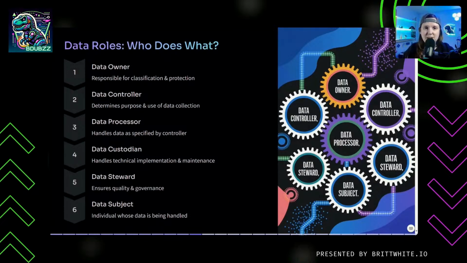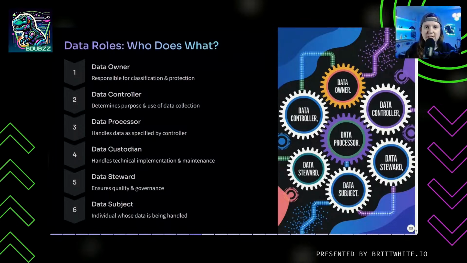Understand that the data processor can only use the data exactly as the controller tells them to. No freestyling here. Then we have our data custodian. These are our IT heroes. They're in the trenches doing the technical work, running backups, applying security patches, keeping the systems running smoothly to protect the data either in their possession directly or simply traveling through their network.